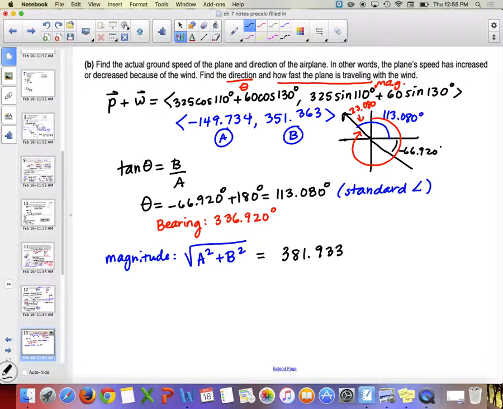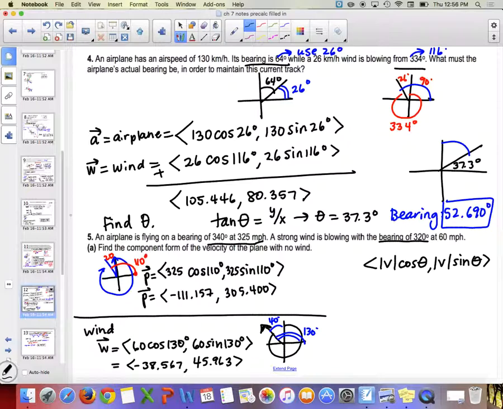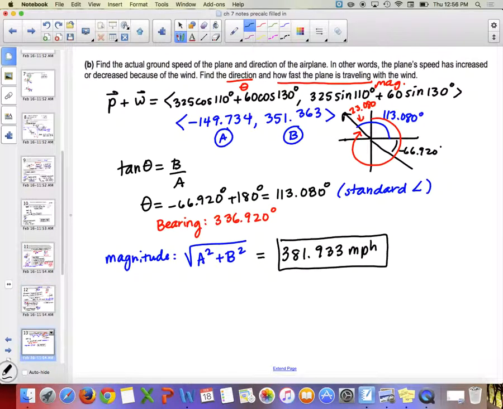381.933. And just like normal problems, we've talked about this with investments and so on, you think about whether or not that makes sense. Can a plane go 381 miles per hour? Yes. If I had forgotten the square root, it would be 145,873 miles per hour. No, it's not going 100,000 miles per hour. So think about it, and it's usually very close to the number that we had. See how it was 325 originally? Now it's 381, so that wind is pushing it faster.